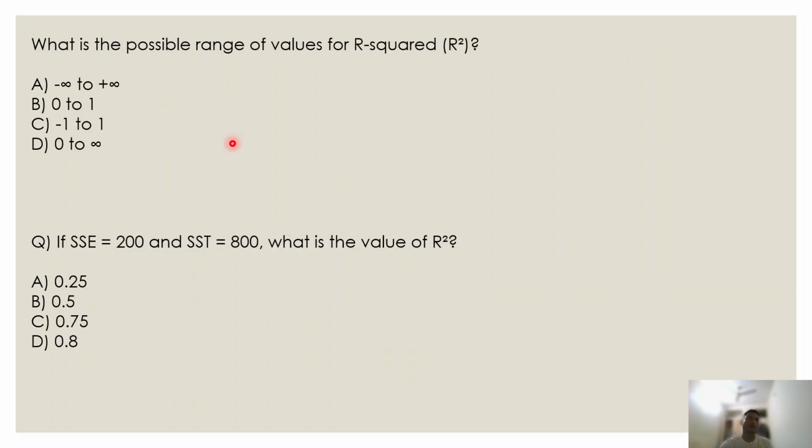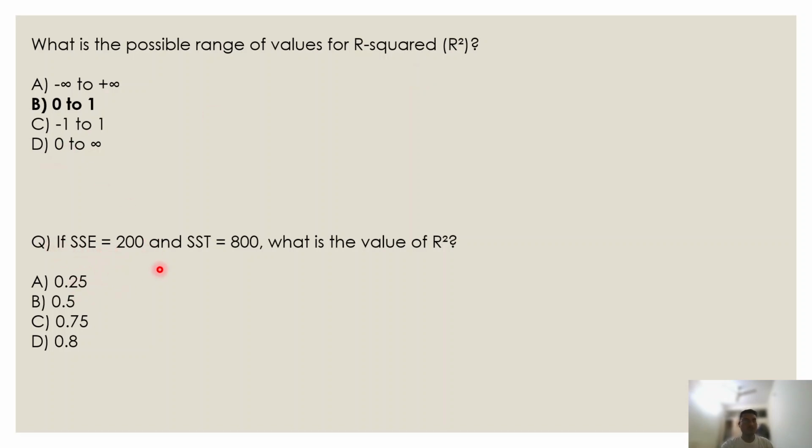Moving on now: what is the possible range of values of R square? Which we talked about at length. What will be the R square range? B. Okay, it's straightforward. Yes, your answer is correct. B, it lies between 0 and 1. So this is another question.